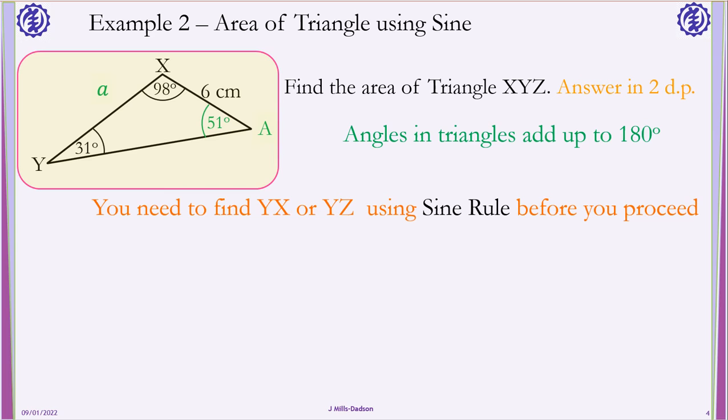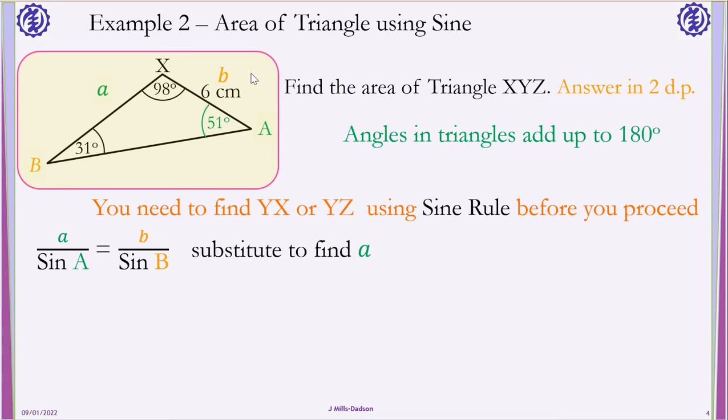So I'm going to work out YX. The missing side, I'm going to call it small a, and the opposite angle big A. The other known side, small b, and the angle big B. Don't confuse this labeling with the labeling for the area of a triangle. This labeling is for using the sine rule for a side. So you need to learn your stuff well. This labeling helps me use the sine rule for a missing side.